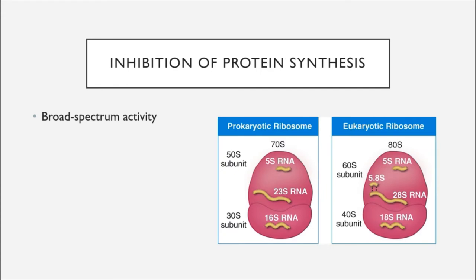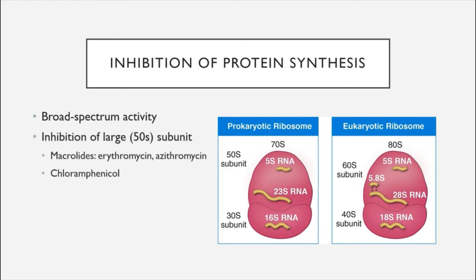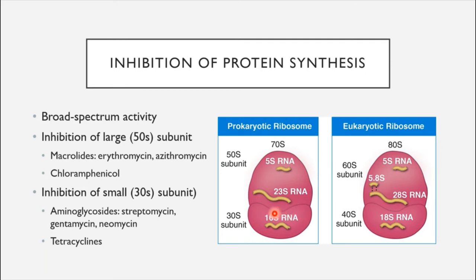Next, we have another category of inhibition, which is inhibition of protein synthesis. Drugs that inhibit the protein synthesis of bacteria exhibit broad spectrum activity, because the ribosomes in all bacteria have roughly the same structure. And so that means that these types of drugs work across broad classes of microbes. However, there are two different categories of protein synthesis inhibiting antibiotics. There are ones that inhibit the large subunit, or in other words, the 50S subunit of the prokaryotic ribosome. And there are ones that inhibit the small, or the 30S subunit of the prokaryotic ribosome.